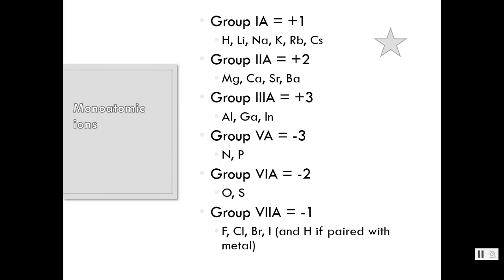So in this video, we're going to talk about how to write balanced chemical formulas. To get the most out of this video, I think you need to have your periodic table in front of you. You also need to be aware of the monoatomic ions that we talked about at the end of chapter 4 and review what their charges are.